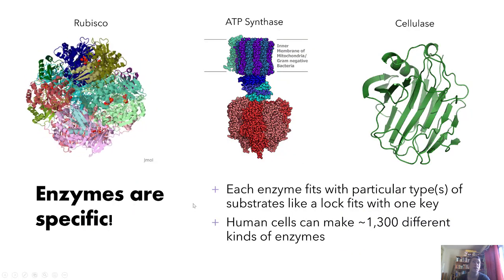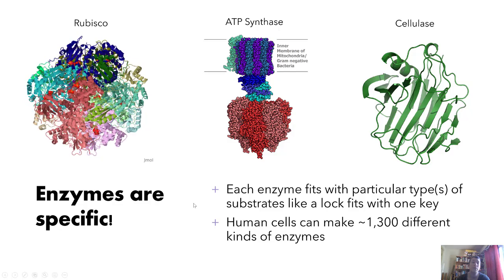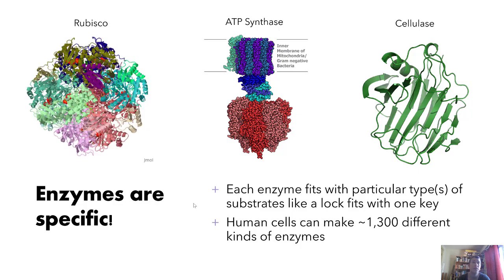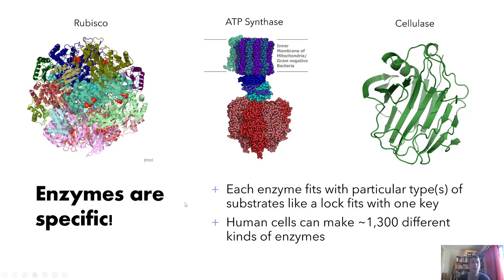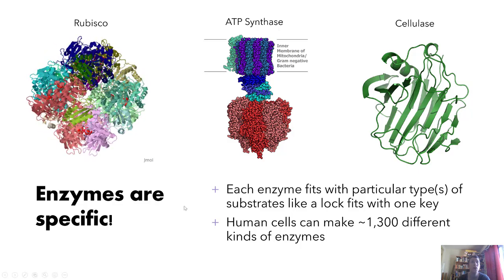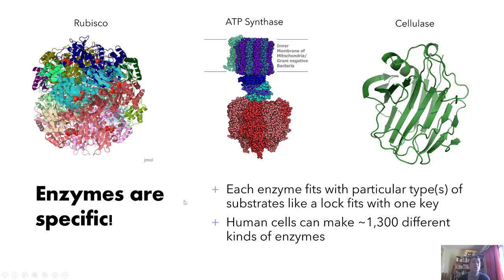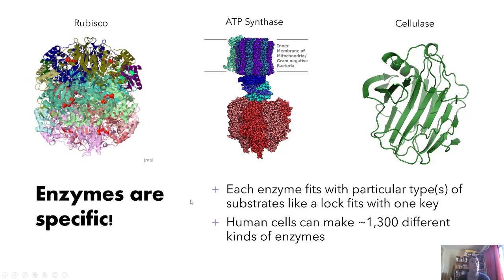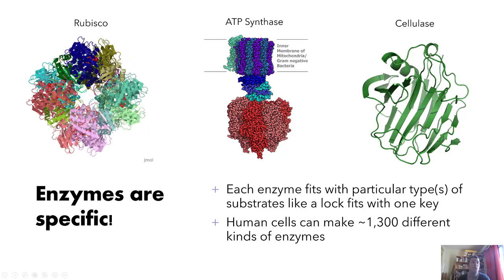Another thing to know about enzymes is they're extremely specific. The fit of an enzyme's active site with a substrate is similar to the fit of a particular key with a particular lock. Only particular kinds of substrates can fit with certain kinds of enzymes. Here are a few examples of different kinds of enzymes.